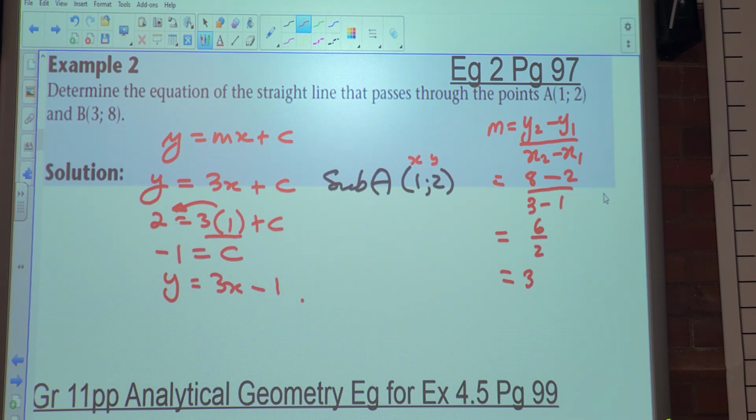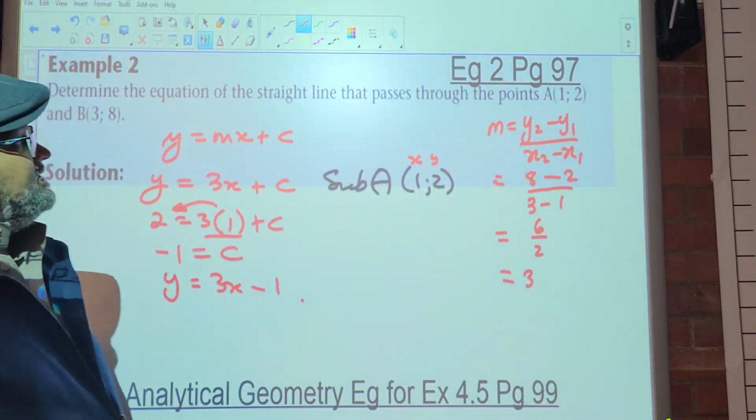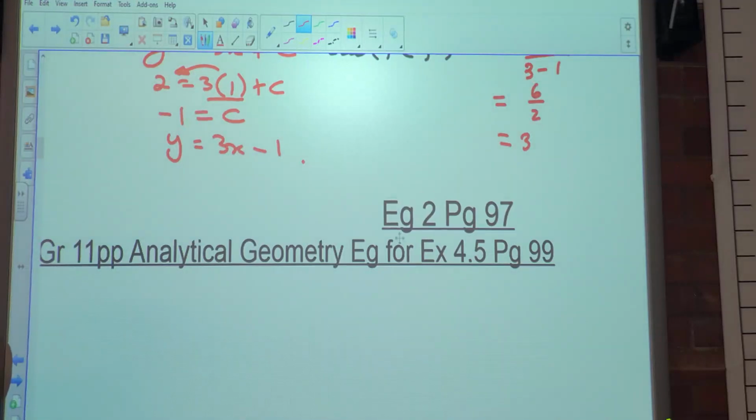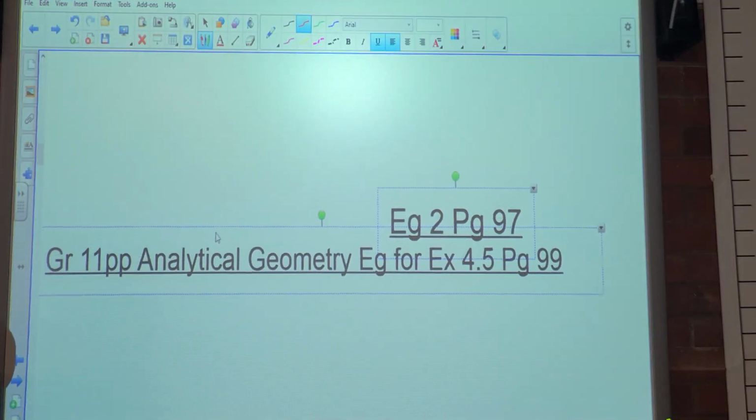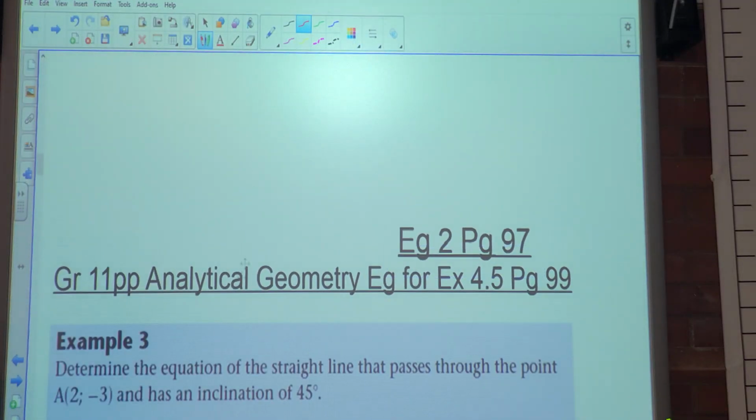People, you can't get more simple than this, even if we try to make it easier, isn't it? Any confusion there? Any questions? Not yet, okay? Let's look at example 3. Example 3 is on page 28.